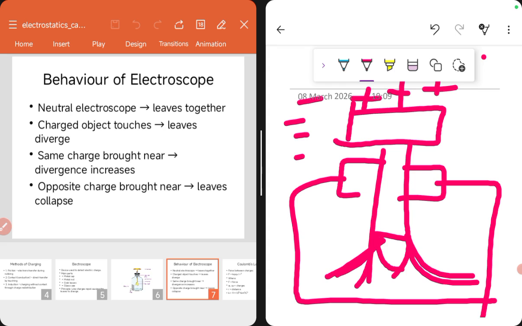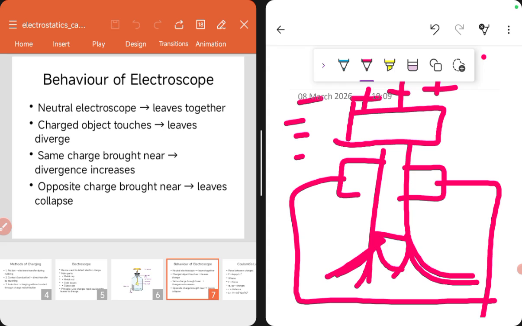So it is actually very simple to know the behavior of an electroscope. If the charges are the same, in order to show the repulsion, what happens? It will diverge. Wait, sorry, I hope I didn't mix it up.